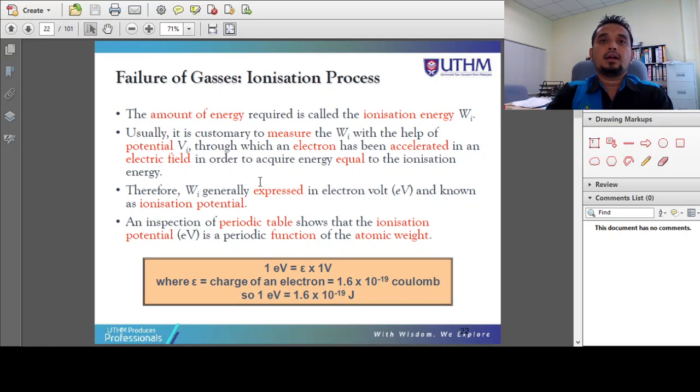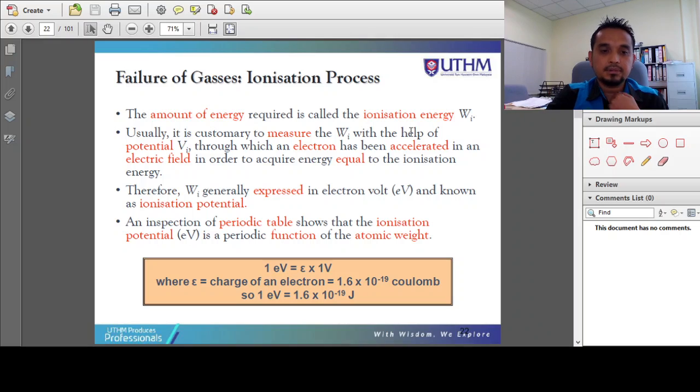either to escape from the atom, or to be added to the atom. Let's come to this. The amount of energy required is called the ionization energy. This is the energy that is required for a molecule to become ionized, or to become a charged particle, either negative or positive.